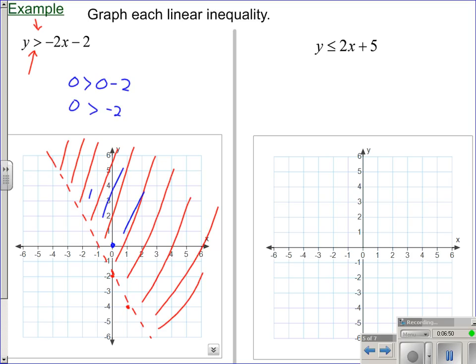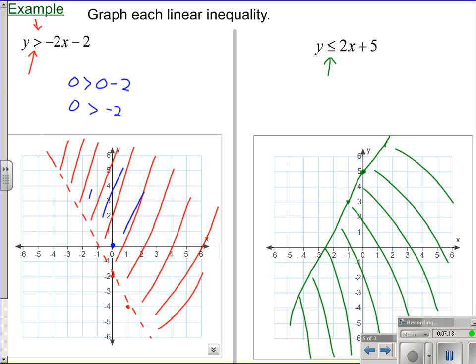We graph it, y-intercept of 5, slope of 2. I'm just going to go the opposite way. So down 2 over -1. It is an or equal to. So we have a solid line. We have y values less than. So we're going to shade below the line.